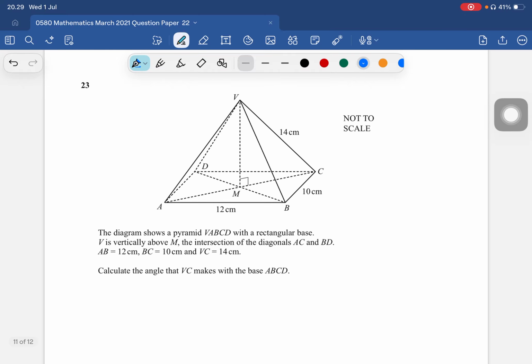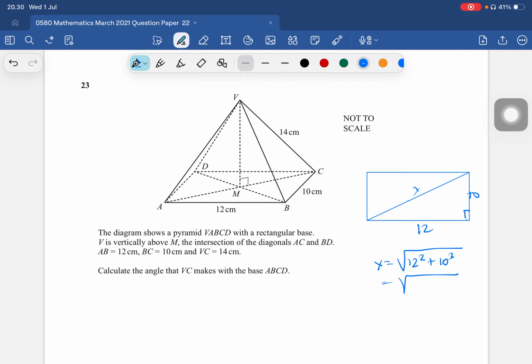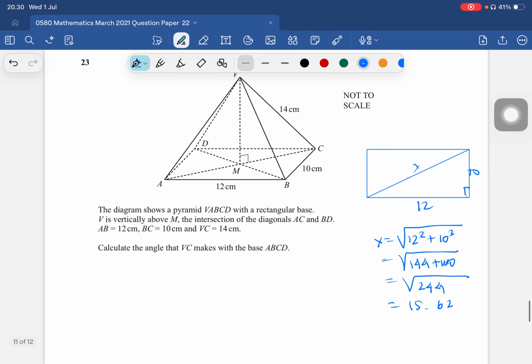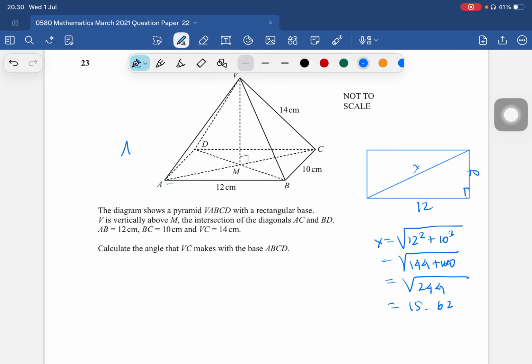Okay, 23. The diagram shows a pyramid. Under this rectangular base, here is the rectangle, 12 and 10. So here is going to be a triangle. Let us find it. Let's say this is x. So x equals the square root of 12 squared plus 10 squared. Here is 144 plus 100, so the square root of 244, which is equal to 15.62. So here AC equals 15.62.